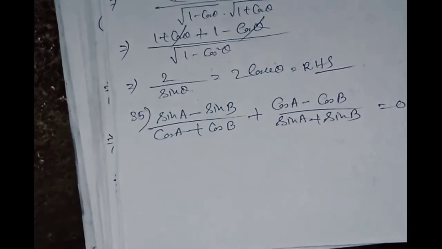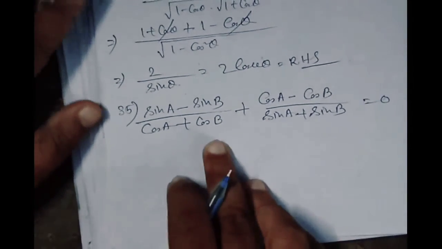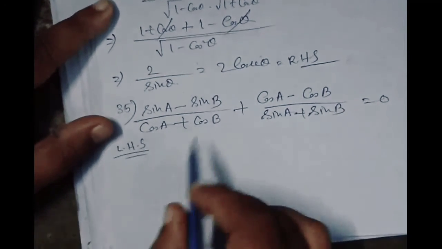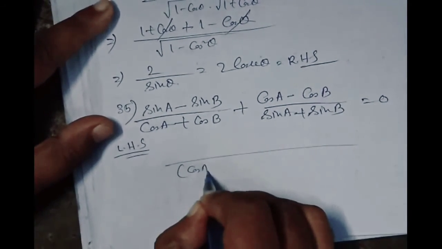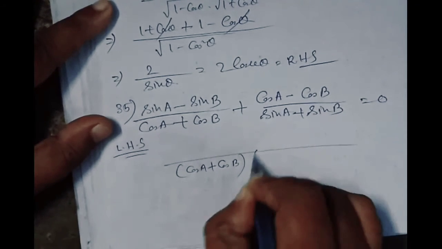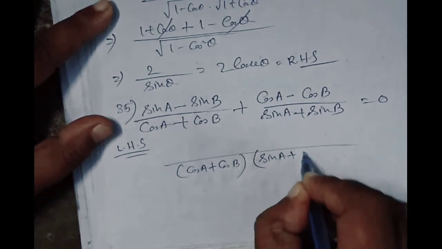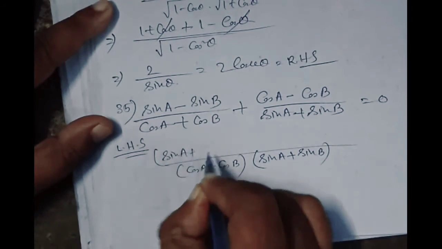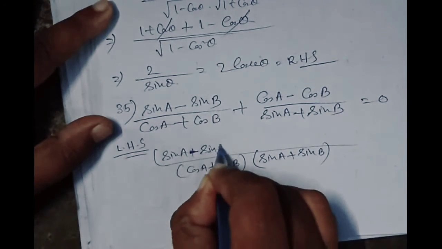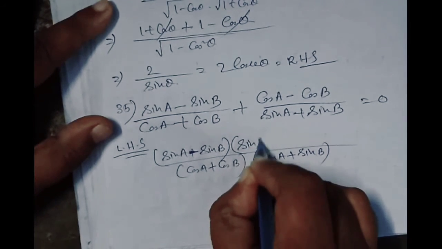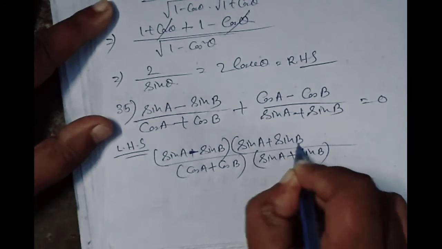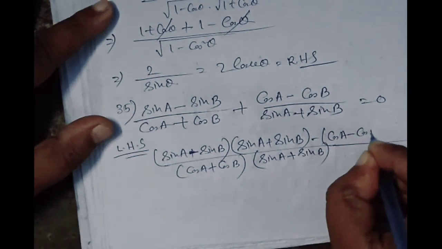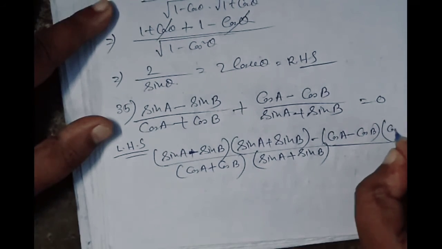So this is a very easy question. If we take the LCM, it will definitely become 0. If we take the LCM, that is (cos A + cos B)(sin A + sin B) = (sin A − sin B)(sin A + sin B) − (cos A − cos B)(cos A + cos B).